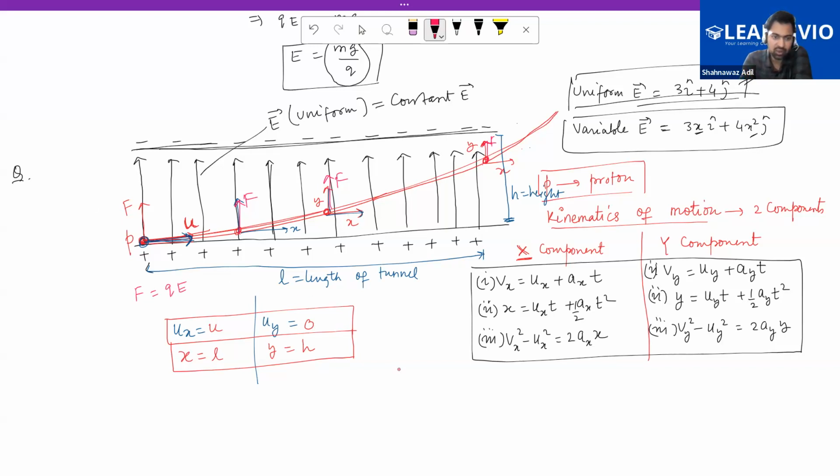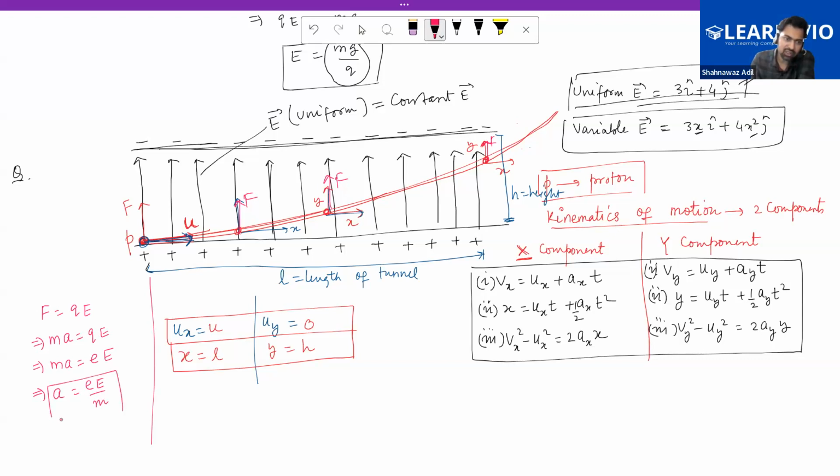So force is QE, and that is in the upward direction. So this force is MA, and this is QE. What is the charge on a proton? That is e, right? So we can calculate that acceleration is eE by m.